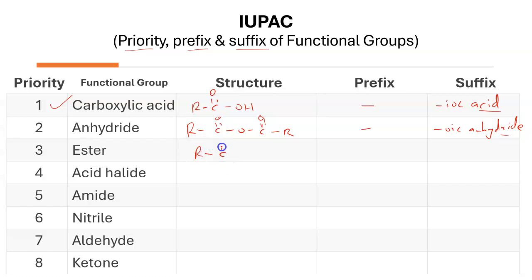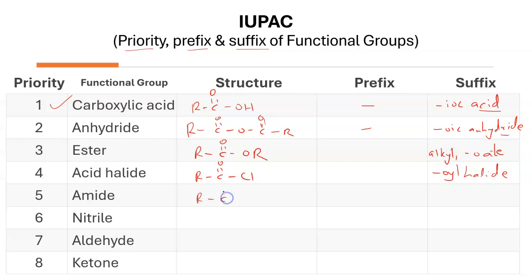Now the next functional group is ester. Instead of this H, it will have an R, and that R will be an alkyl, and after that it has the suffix oate. Next is acid halide. Instead of the OH or OR in the case of carboxylic acid and ester, it is replaced with a halide, and that is called oyl halide.